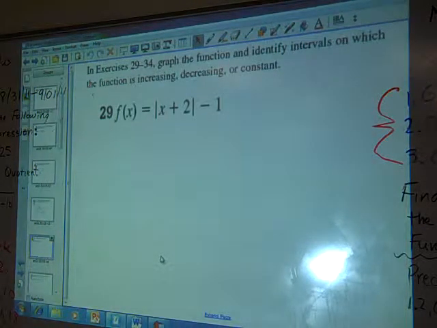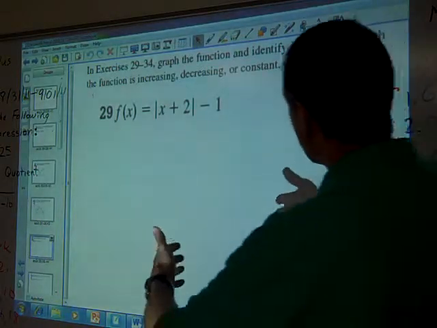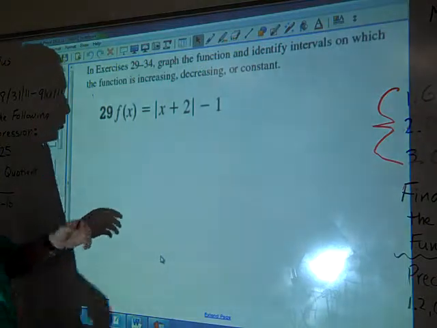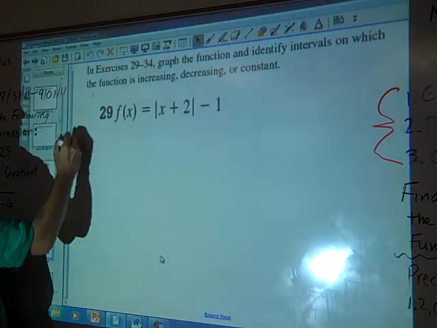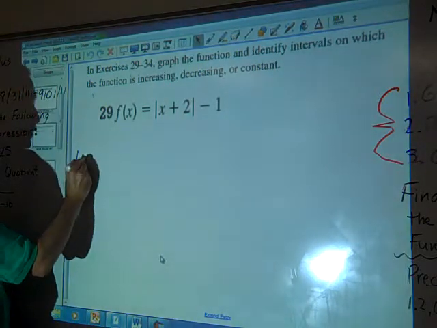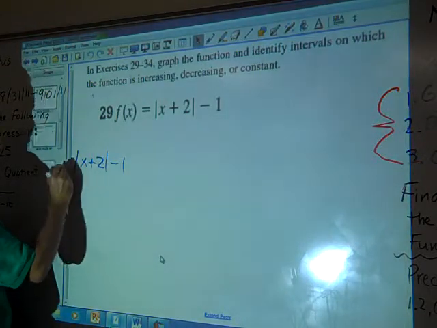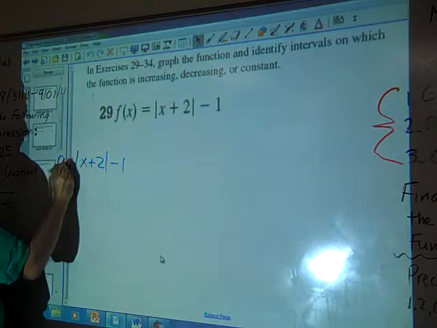Okay, now I'm gonna need help with all these other ones because I don't have anyone at home. Here we have f of x equals that. It says identify intervals where it's increasing, decreasing, or constant. And so I'm just going to write over here: x plus 2 minus 1.